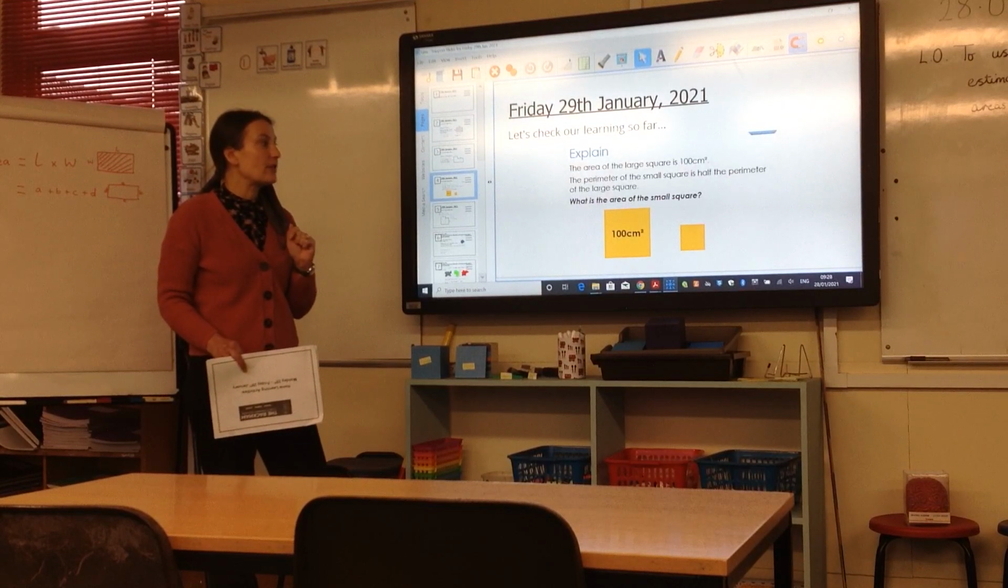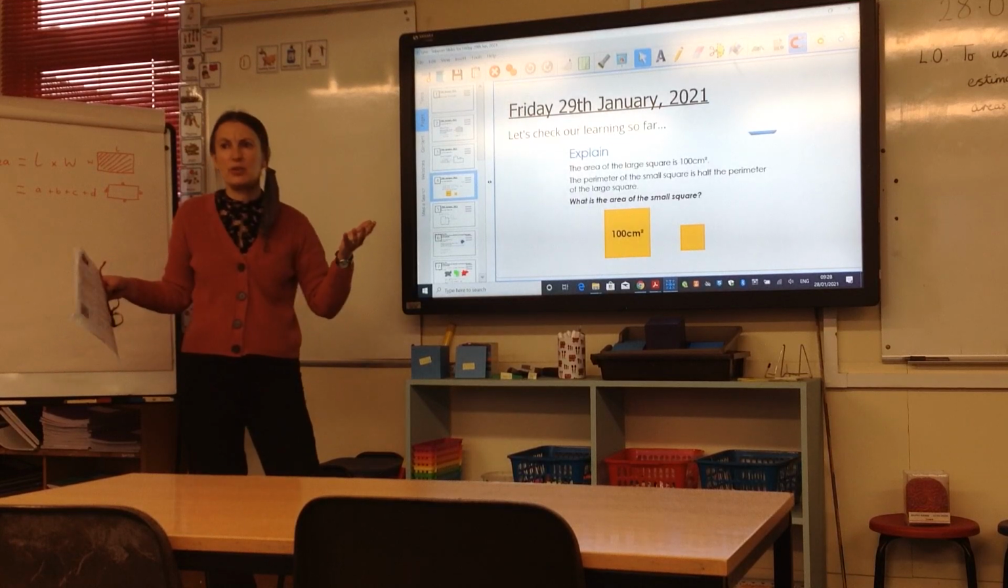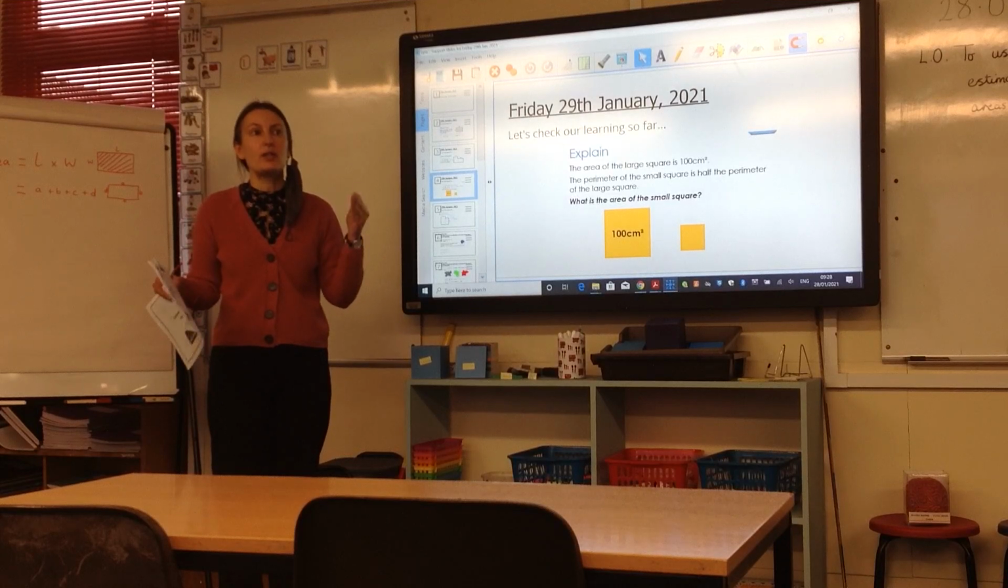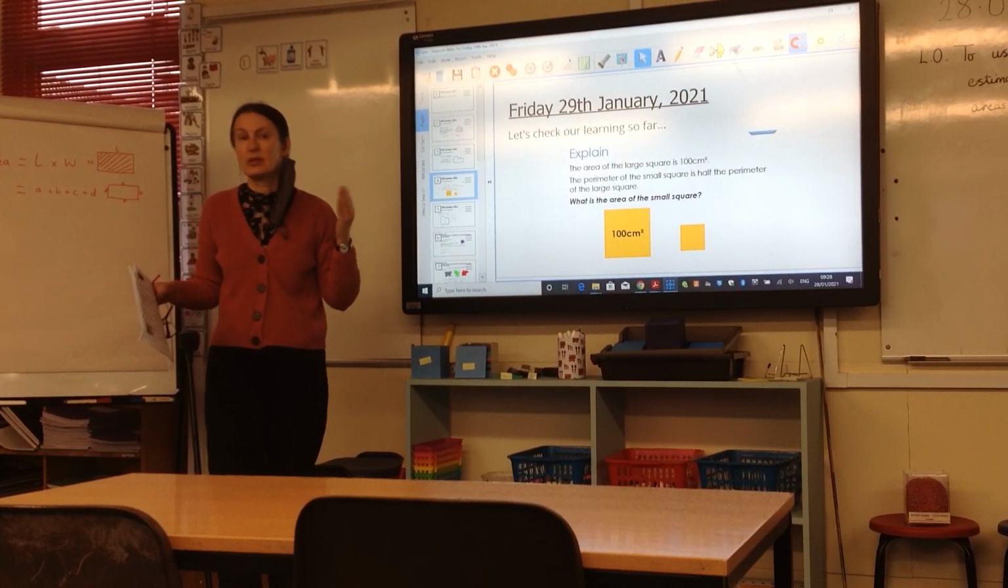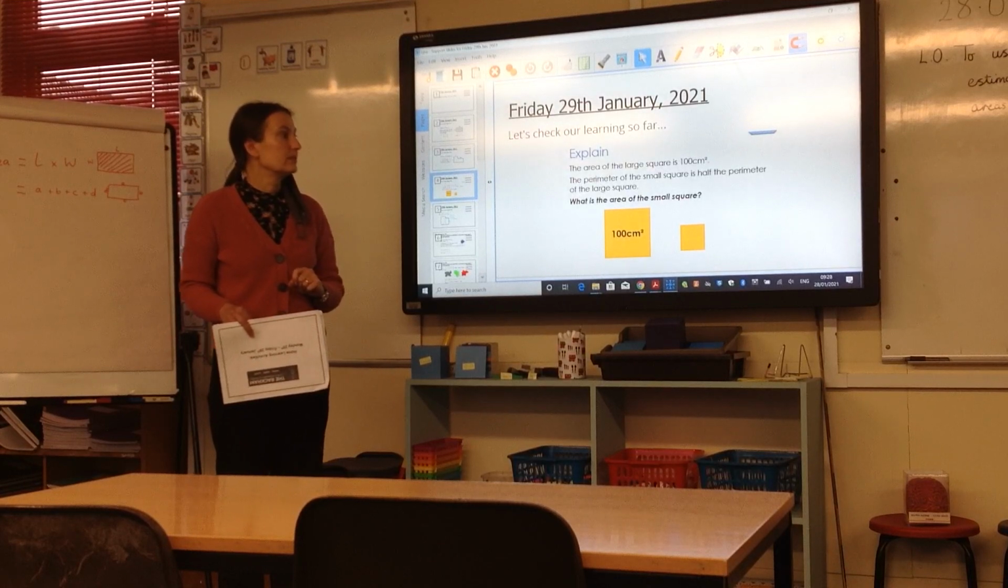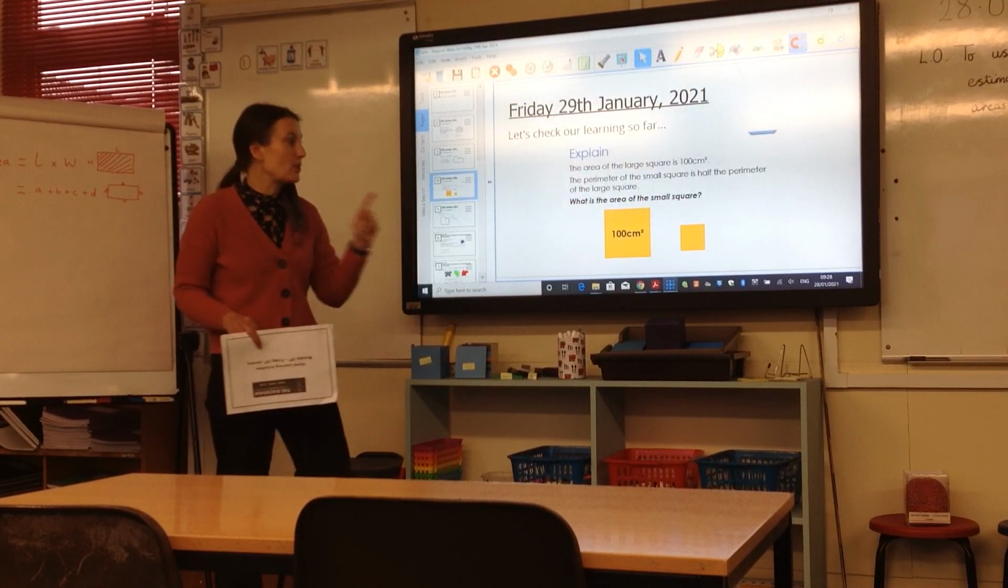What is the area of the small square? Okay, so how would you go about this question? Think about, what do I already know? What am I being told? Yes, that the smaller square's perimeter is half of the perimeter of the bigger square. Right, so we're talking about perimeter.